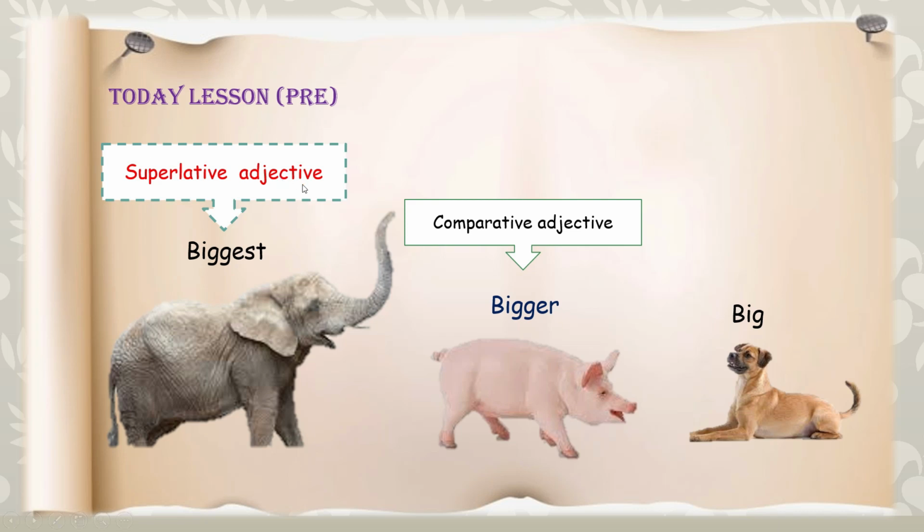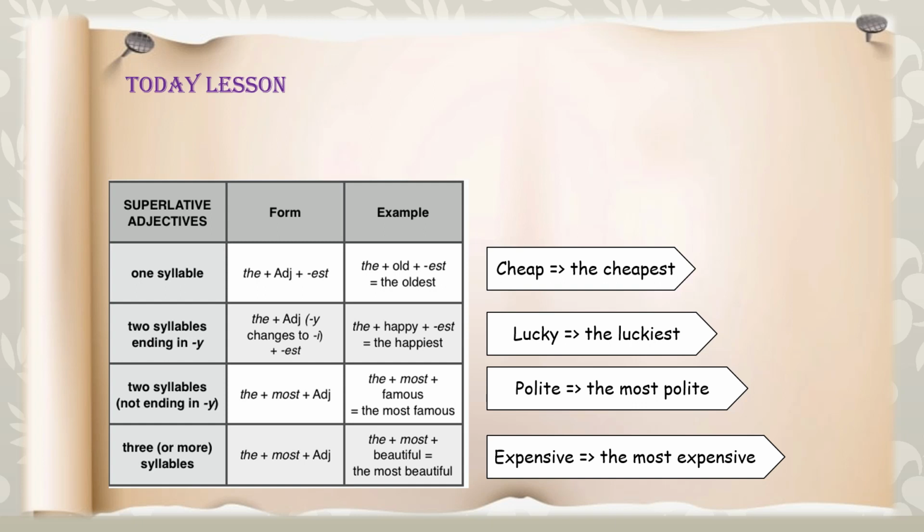Superlative adjective. We can see that the elephant is very, very big compared with the pig and the dog. So you might not say the elephant is bigger than the pig and the dog, but you have to say the elephant is the biggest, meaning that among the three animals, the elephant is the biggest. Okay, now let's move on to the forms of the superlative adjective.